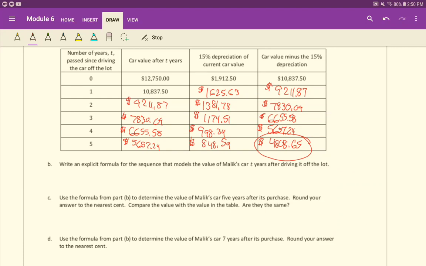We are continuing our look here at this depreciating value of Malik's car problem. So we're asked to write an explicit formula for this situation, for the depreciation. Okay, so how are we going to do that? Well, what we're going to do is start with the starting value of the car. And we're going to actually use the formula here that's similar to exponential growth. This is the exponential decay formula.